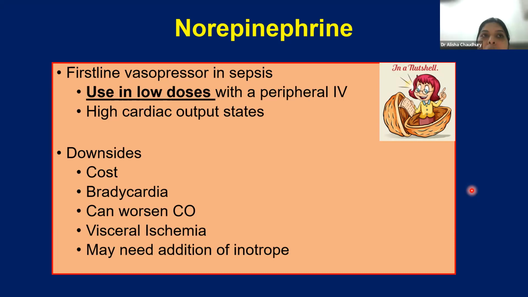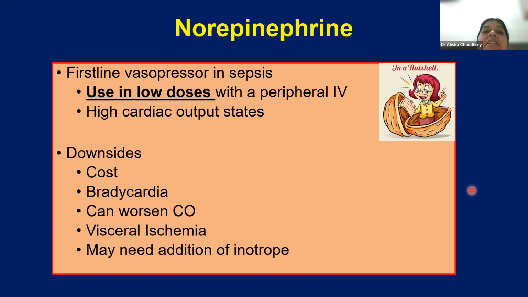In high cardiac output states, like the case of sepsis itself, where the demand is very high, in those cases also it's a very good first line vasopressor. Now, what are the disadvantages of noradrenaline? Its cost, and bradycardia, but that is not present with higher doses. The reason for bradycardia I already mentioned. It can worsen cardiac output, especially in patients who already have a compromised heart. As I mentioned, increased systemic vascular resistance means increased afterload, and the heart has to pump against a really high pressure.